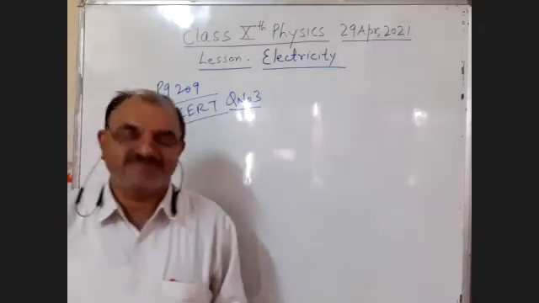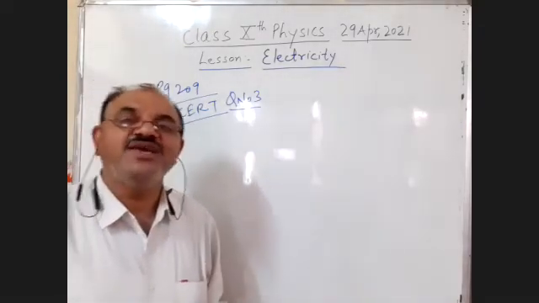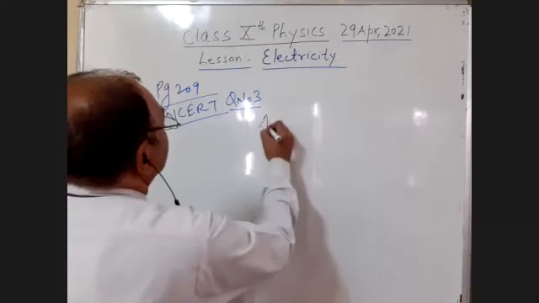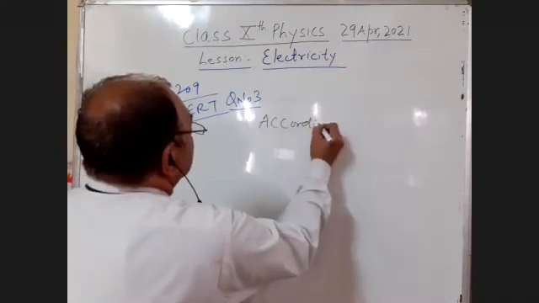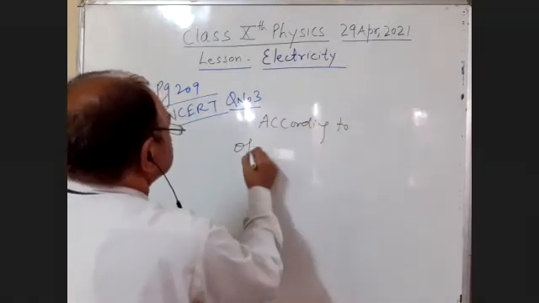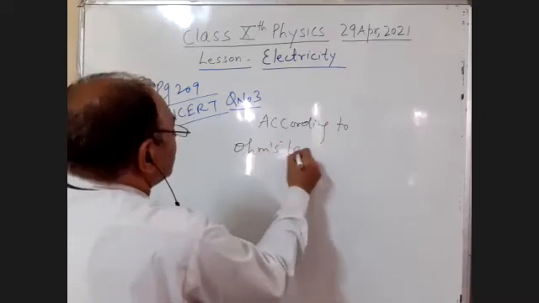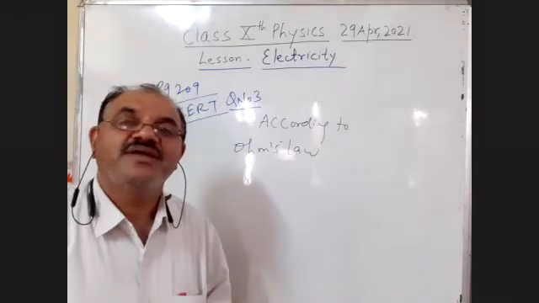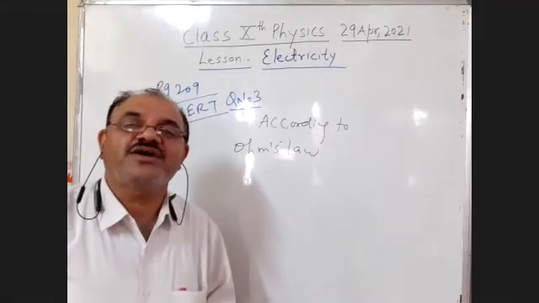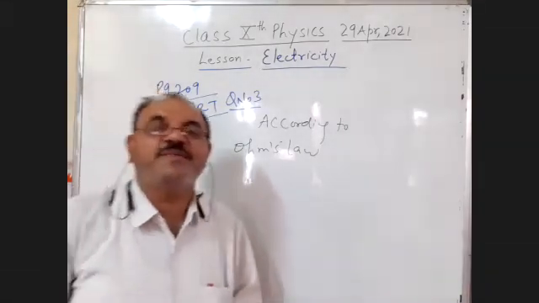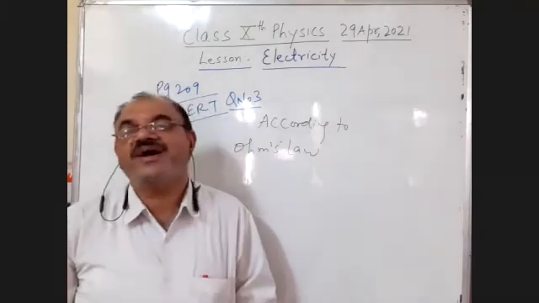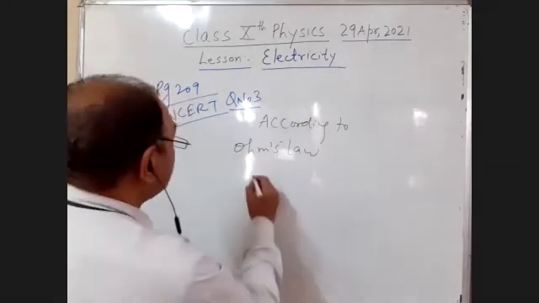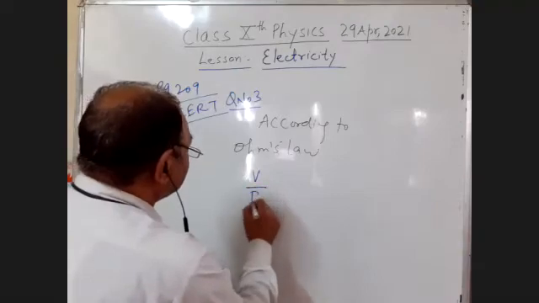Now, students, here we will apply Ohm's law. According to Ohm's law, we'll write down. Ohm's law says, students, that the potential difference across the conductor is directly proportional to the current passed through that conductor, or V by I is equal to constant.